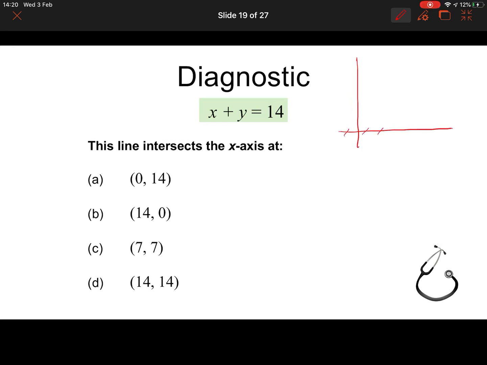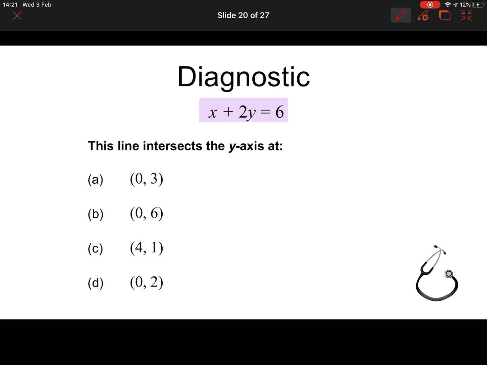Okay, so what about when does it intercept the x-axis? Well, then the opposite must be true. We intercept the x-axis at any of these points here will always be when y is equal to 0. So x plus 0 equals 14. So if y is 0, x equals 14. There we go. So when we intercept the x-axis, we'll always have a y value of 0.